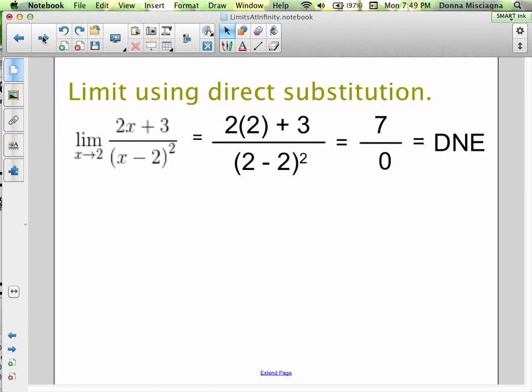And then when we solve it out analytically using direct substitution and plug in 2, we see we have a problem here. We have 0 in the denominator, and that is a limit that does not exist. That limit does not exist because there's a vertical asymptote at 2. And so as x approaches 2, our function is going to keep increasing without bounds.